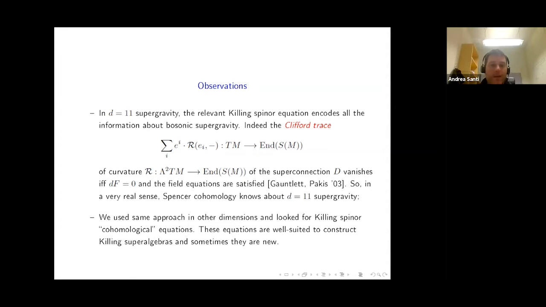So this prompted us to ask ourselves what's going on in other dimensions, and we decided to use the same approach, still in Lorentzian signature but in other dimensions, and look for Killing spinor equations that come from Spencer cohomology. These equations are well suited to construct Killing superalgebras because essentially the cocycle conditions take care of everything you have to check, which is algebraic, in order to get a Killing superalgebra. And at the same time, we were hoping to get something new.